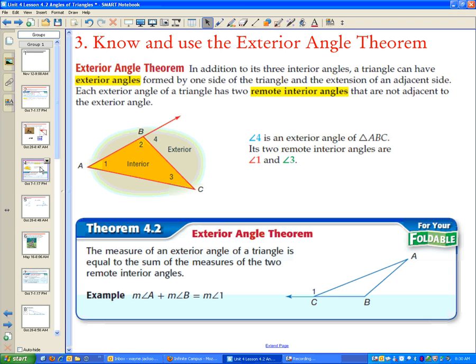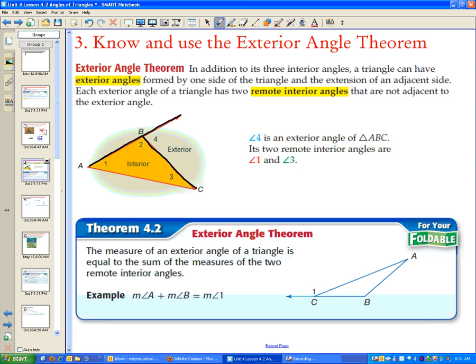All right. First, we got to know what an exterior angle is. In addition to its 3 interior angles, a triangle can have exterior angles formed by one side of the triangle and the extension of an adjacent side. Because remember, lines don't stop just because we stop drawing them. So see what they've done here? They extended AB and made a line or a ray out of it instead of just a segment. So that's one side of the exterior angle. And then that side BC, segment BC, which is the side of the triangle, is the other side of that exterior angle. So that's how you get an exterior angle.